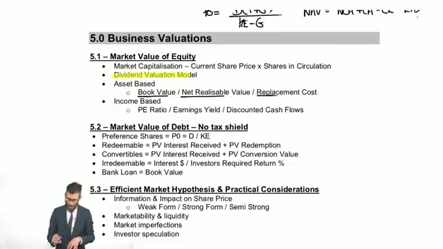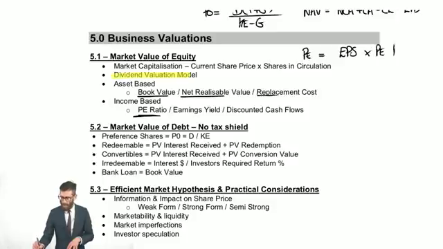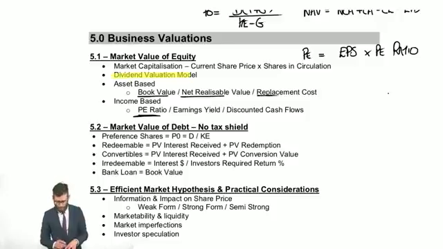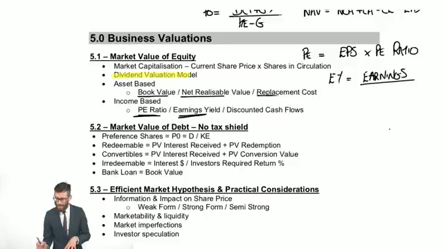Income-based measures, we've got the price-earnings ratio. And for the value of a share, the PE ratio will simply take the earnings per share and multiply it by a PE ratio. Or if it needs to be done in total, it will take the total earnings times the PE ratio. The earnings yield is a perpetuity. So the earnings yield method, what we do here is we say the earnings, or the earnings per share, depending on what we have, divided by the required yield.